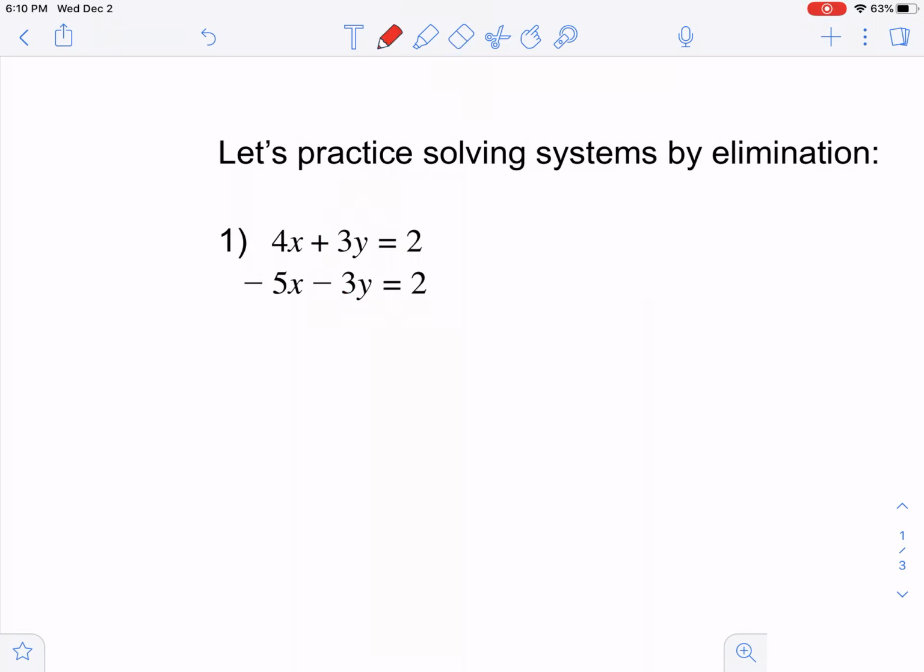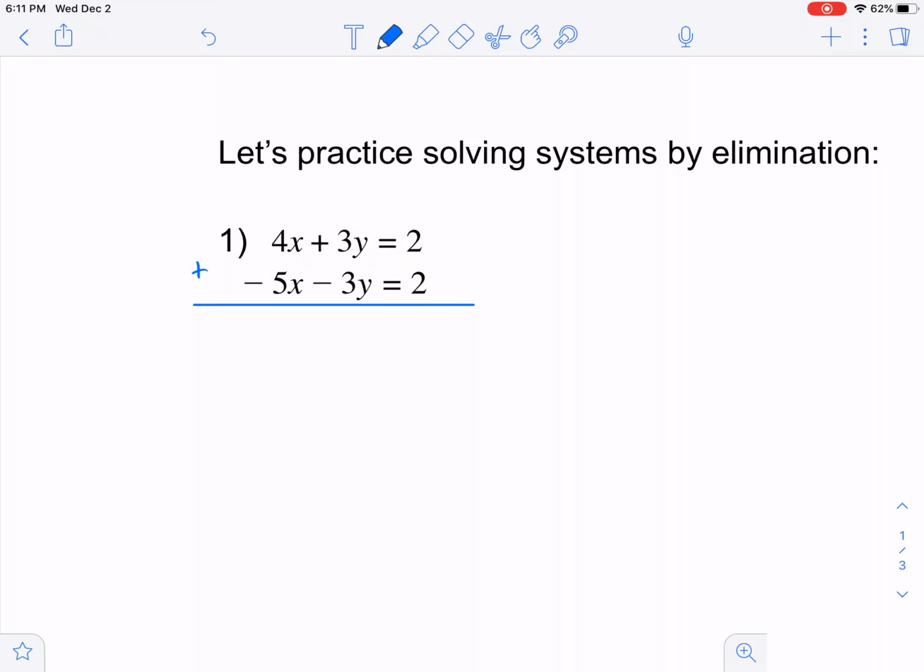Now, if I look at the 3y's, if I add these together, they're going to cancel each other out. I realize that if I were to subtract them, 3y minus a negative would be a plus, and that would be 6y. We don't want that. So I have to recognize that I'm going to add these. So if I'm adding them, put a big plus sign here, draw my line, and 4x and 5x, I'm going to add, so this is adding.